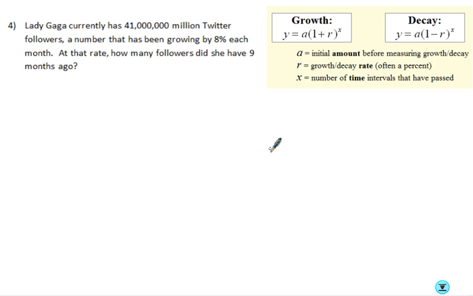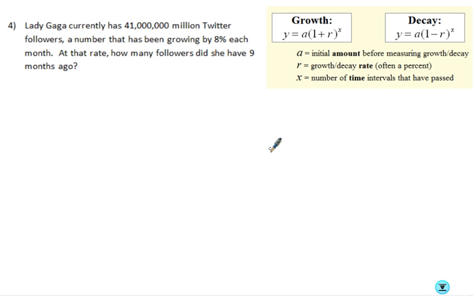Alright, so let's take a look at number 4. It says Lady Gaga currently has 41 million Twitter followers, a number that has been growing by 8% each month. So at that rate, how many followers did she have 9 months ago? This question is different than the last question, because the last question had us predict out into the future to say, what will Katy Perry's followers be at some period of time in the future. This is actually going back in the past.